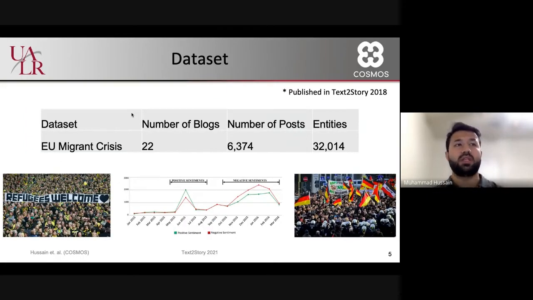To evaluate this algorithm, my co-author Kiran had used another data set that we had published at TextStory 2018. This data set was about the European migrant crisis, around 2014 to 2015. It had more than 22 blogs, from which we extracted more than 6,000 blog posts, and from these posts more than 30,000 entities. At that time, we were using Alchemy API to identify these entities in the blog posts.